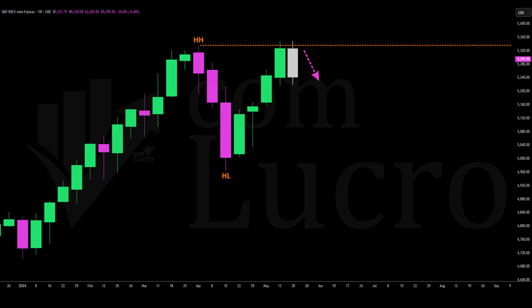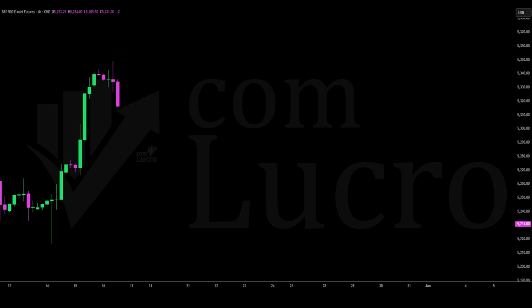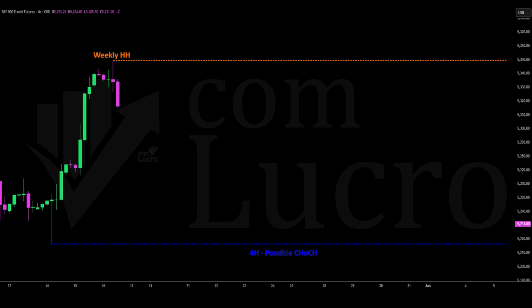Now, after the weekly liquidity sweep has formed, the next step is dropping down into the 4-hour chart to begin developing the rest of the setup. This is where we will start looking for structural confirmation and execution opportunities aligned with the weekly bearish bias.